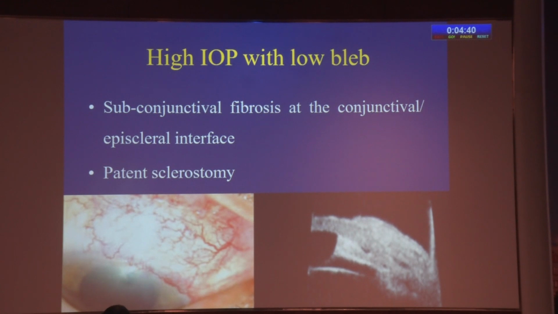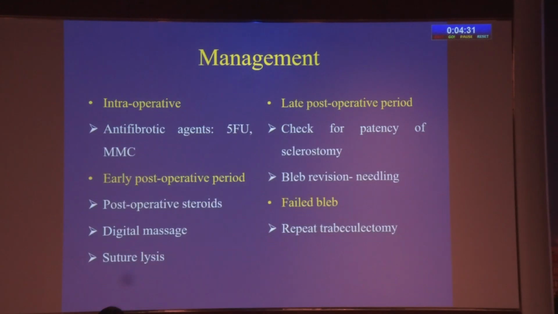So high IOP with low bleb: subconjunctival fibrosis at the conjunctival or the episcleral interface, and a patent sclerostomy. Management would be intraoperative antifibrotic agents like 5-FU or MMC. Then early postoperative period: postoperative steroids, digital massage, suture lysis. Digital massage, let me tell you, either you need to teach your patient or at least show the patient how to do it. Late postoperative period: check for patency of the sclerostomy, bleb revision, needling, failed bleb, or again a repeat trabeculectomy.